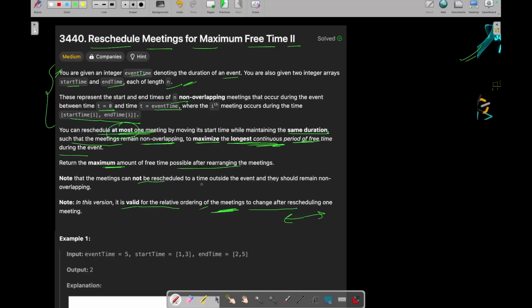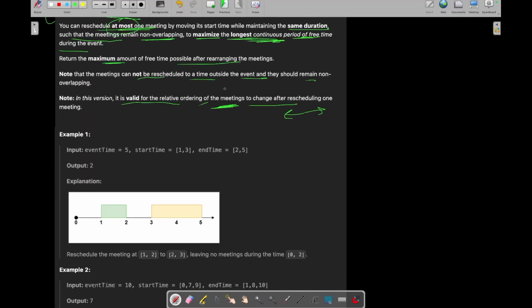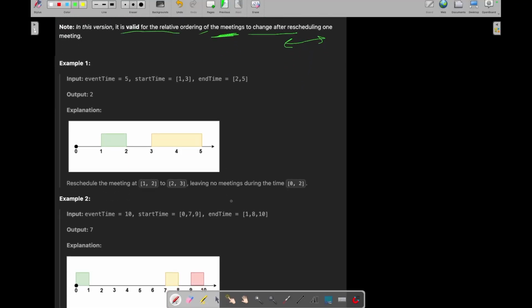And the meeting cannot be rescheduled to a time outside the event, and the meetings should remain non-overlapping. Okay, so it is a little bit similar to the previous one. So I would suggest that you first go and watch that video and then come to this video. The approach for this question is going to be different, but it would be better if you watch that video first. Okay, so let's see the examples.